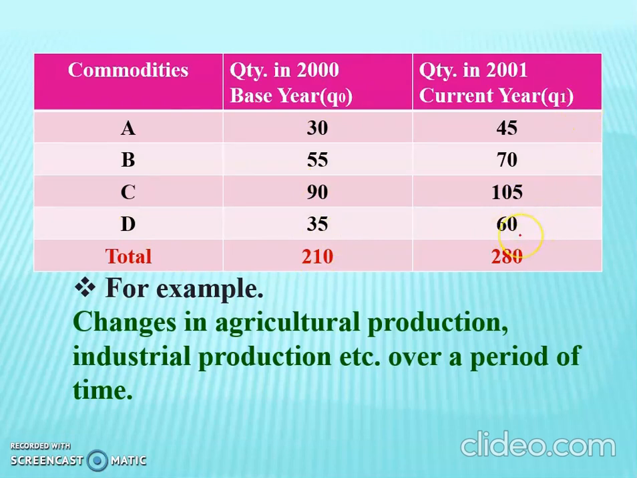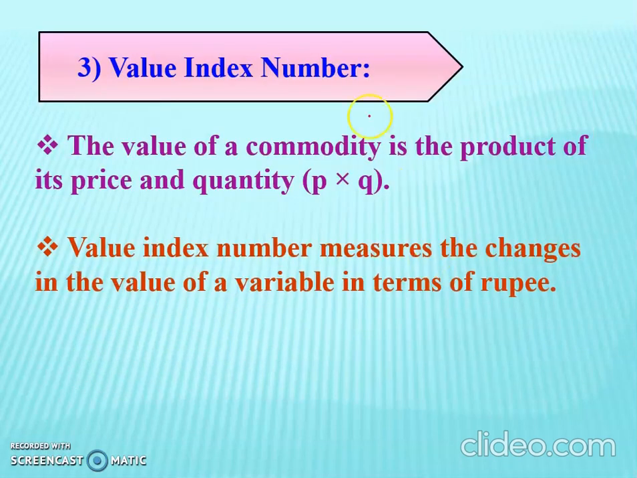Okay, so here we are concentrating on quantity only, and by using these quantities we can measure the index number and the changes taking place in the economy regarding all these commodities A, B, C, D. So we can measure the changes taking place in quantity with the help of the quantity index number. Now next, the value index number.